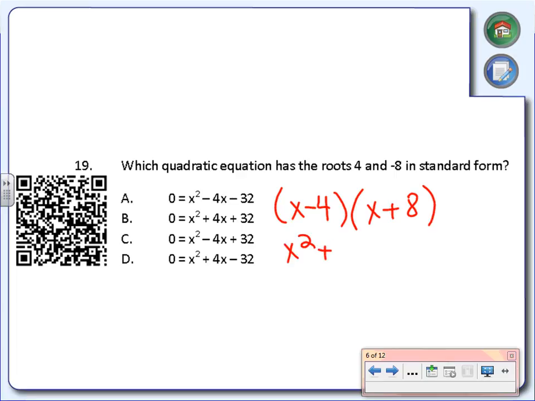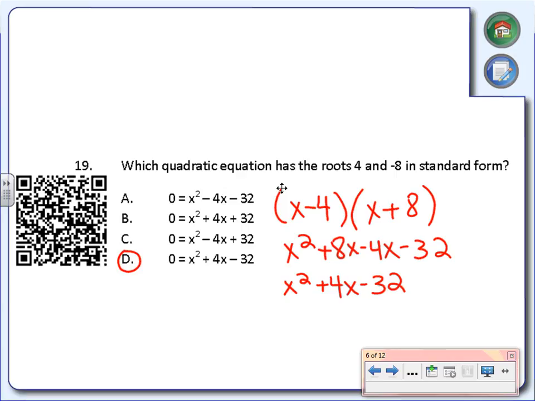From here, we do a little FOIL method. Yep, looking good. Plus 4x minus 32. Very good. And that is correct. D is the correct answer. That is the one that has the roots 4 and negative 8. All right, moving on. Number 20. Number 20.